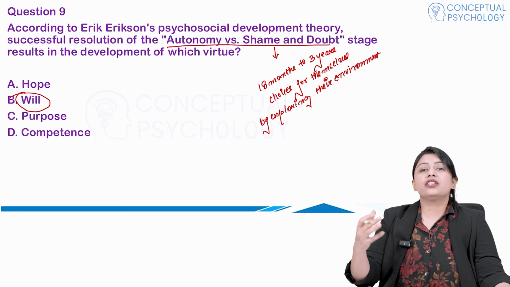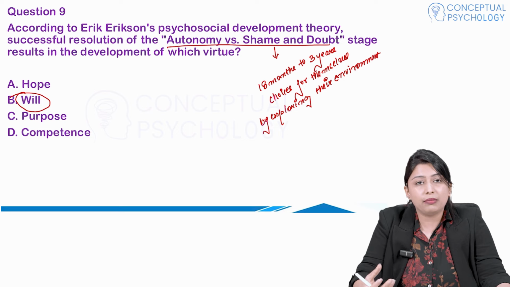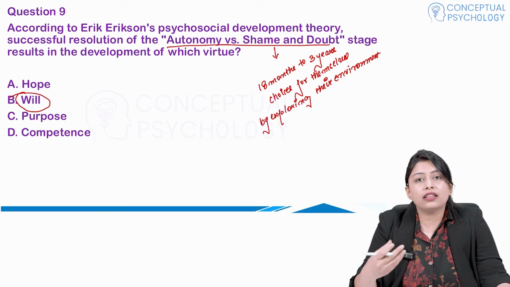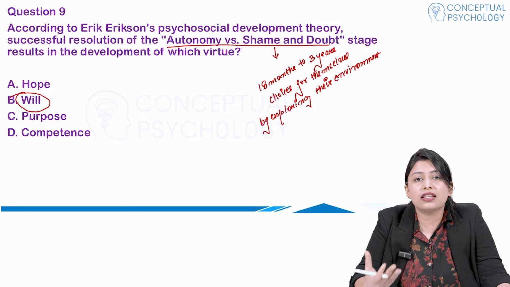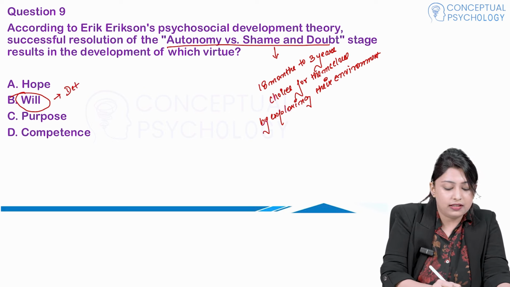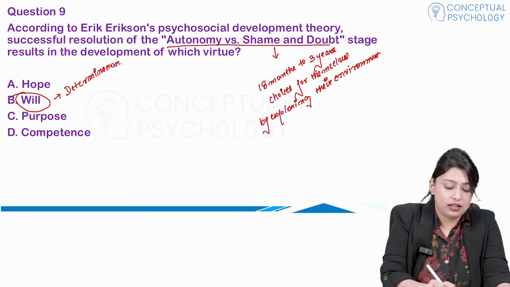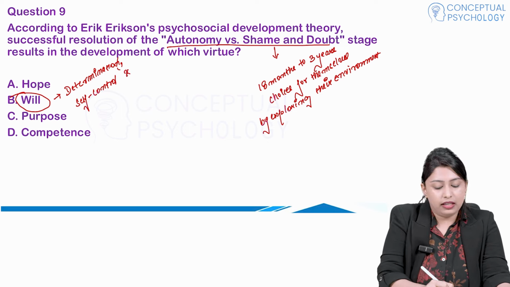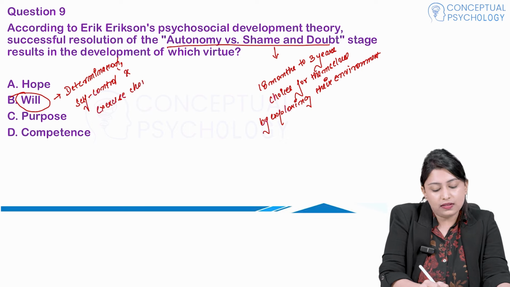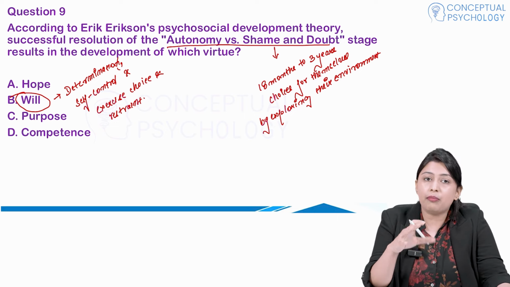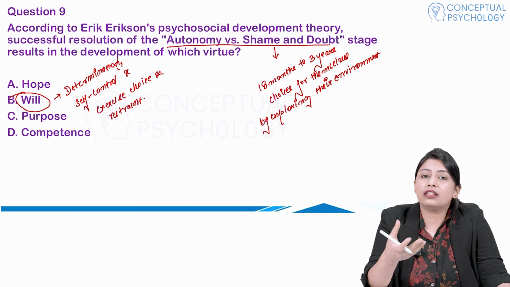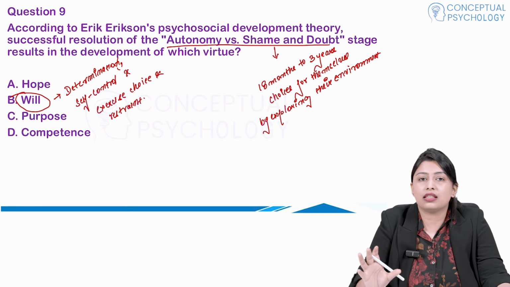When caregivers encourage self-sufficient behavior while setting appropriate limits, children develop a sense of personal control and the confidence to make their decisions. The virtue of will represents the child's emerging sense of determination, a sense of self-control, and the ability to exercise choice and restraint. If this stage is not successfully navigated, children may develop feelings of shame about their capabilities and may doubt their ability to make independent decisions.